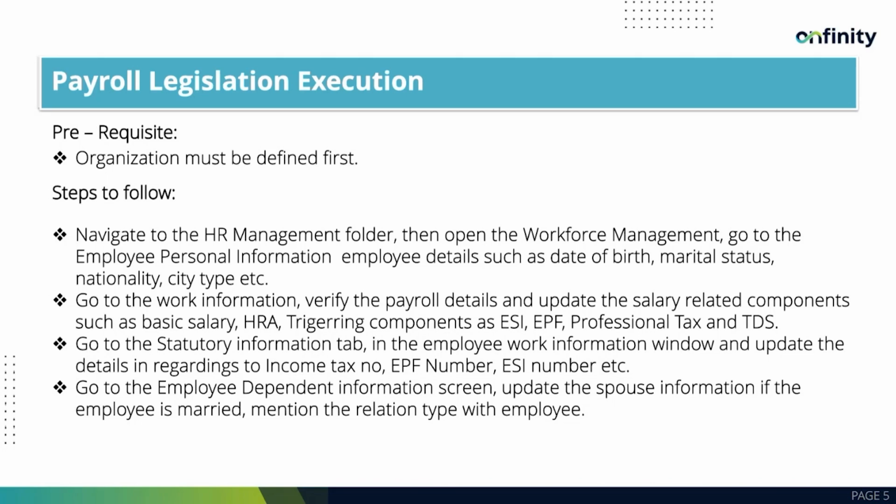In Employee Work Information Payroll, under the Statutory tab, we record legal identifiers. Examples include PAN or income tax number, PF or UAN number, ESI number, and other statutory codes. These identifiers are required for compliance reporting and government submissions.